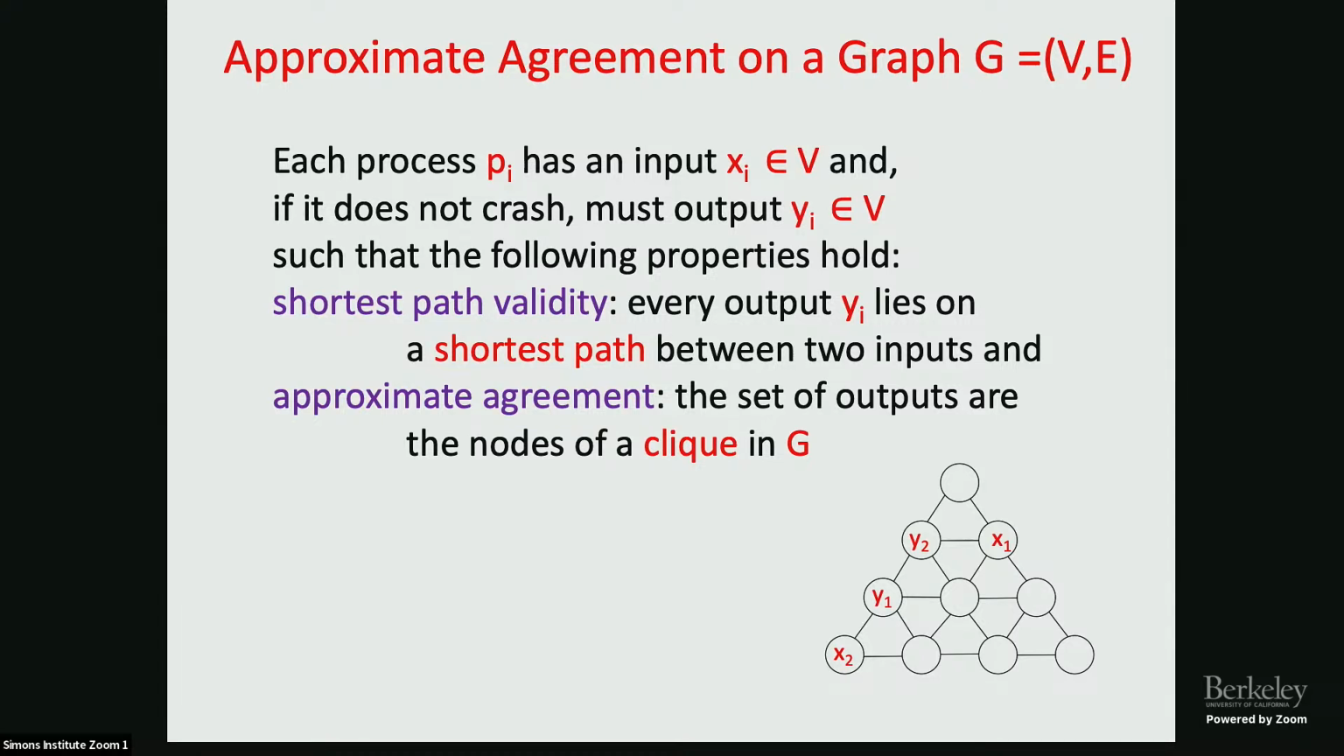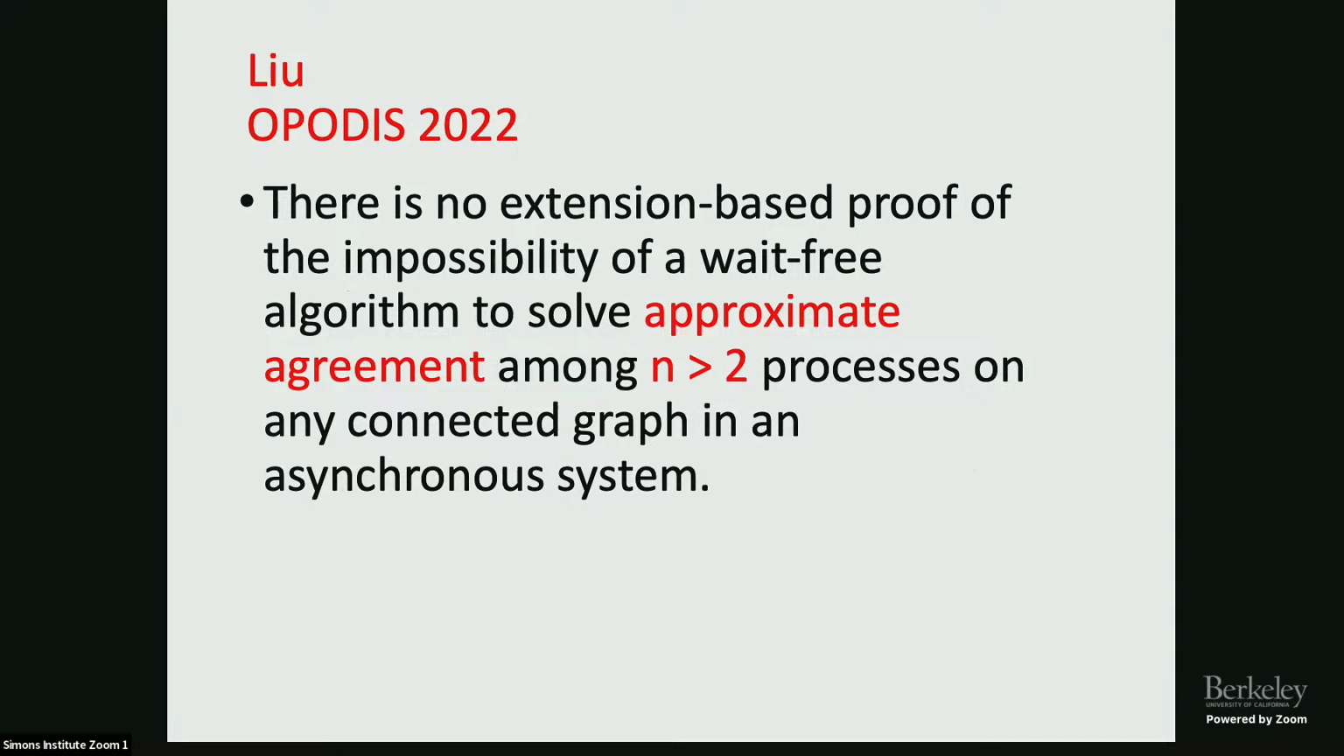For example, if x1 and x2 are the inputs of 2 processes, then y1 and y2 is a possibility for their outputs. On a cycle of length 4, essentially our graph is just a pretty trivial cycle, and even there we can't solve approximate agreement. It seems like a very, very simple problem. Recently a more general result was obtained by Shihao Liu, who is my graduate student. He showed that there is no extension-based proof of the impossibility of a wait-free algorithm to solve approximate agreement among more than 2 processes on any connected graph in an asynchronous system.